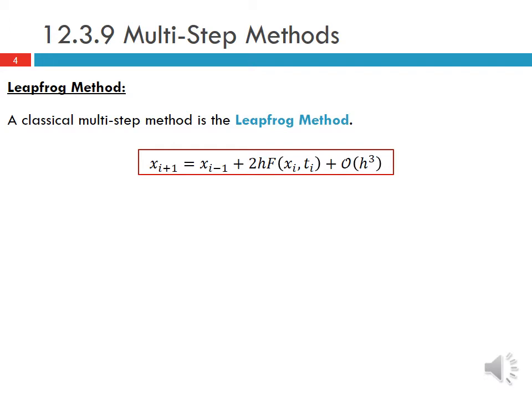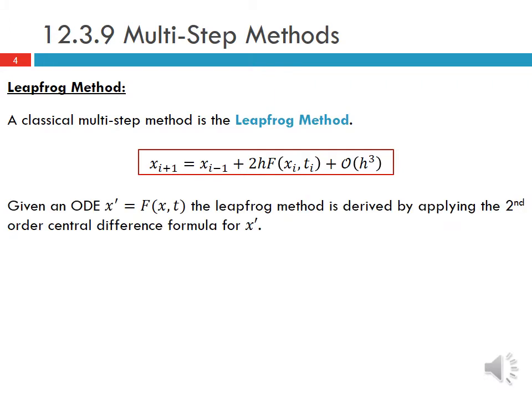So a classic multi-step method is called the leapfrog method, and it is defined as shown here. So x_{i+1} is equal to x_{i-1} plus 2h f(x_i, t_i). And for a single time step, it is order h cubed. So the method is second order accurate globally. So given an ODE, x' is equal to f(x, t), the leapfrog method is derived by applying the second order central difference formula for x'.